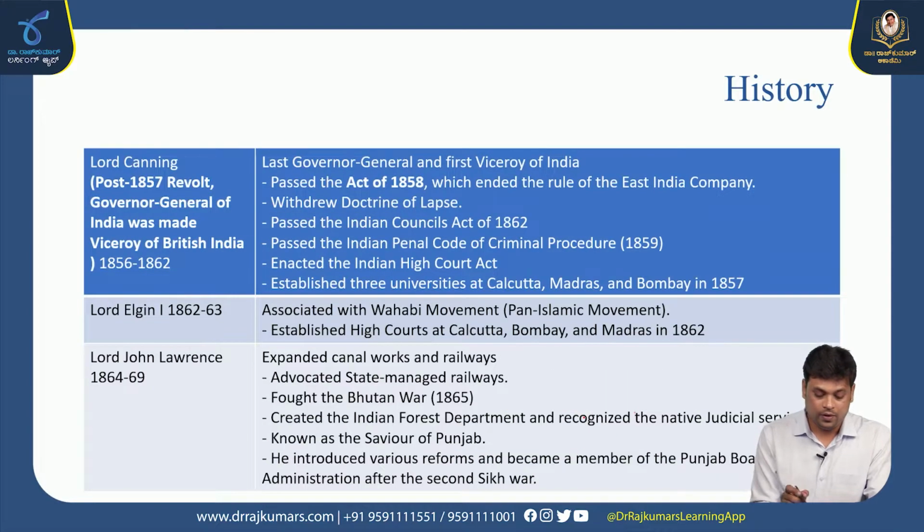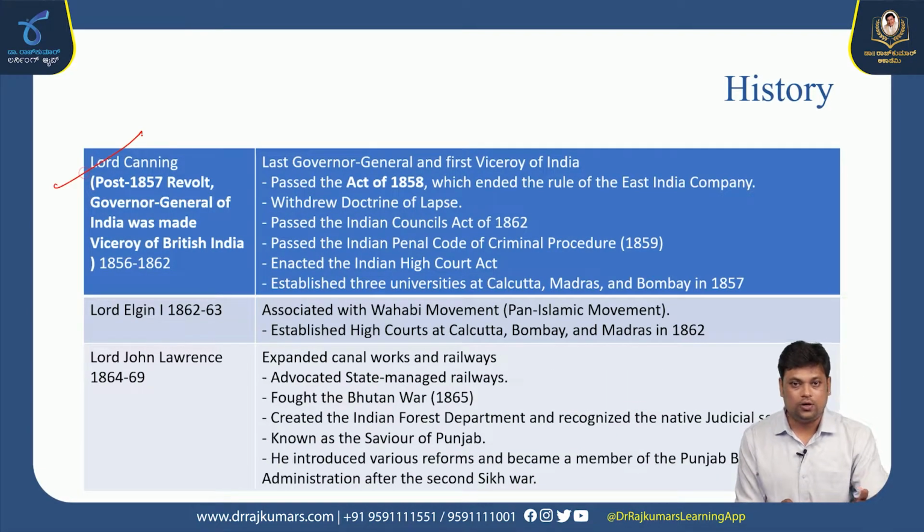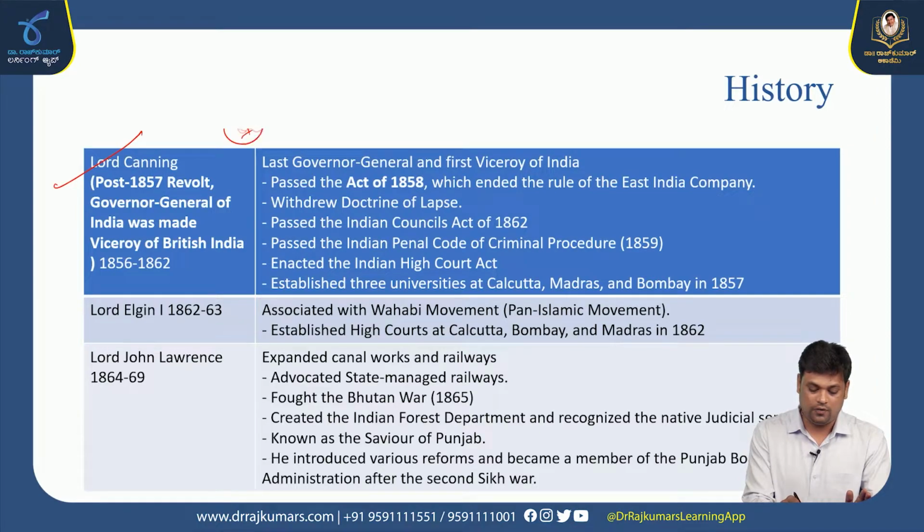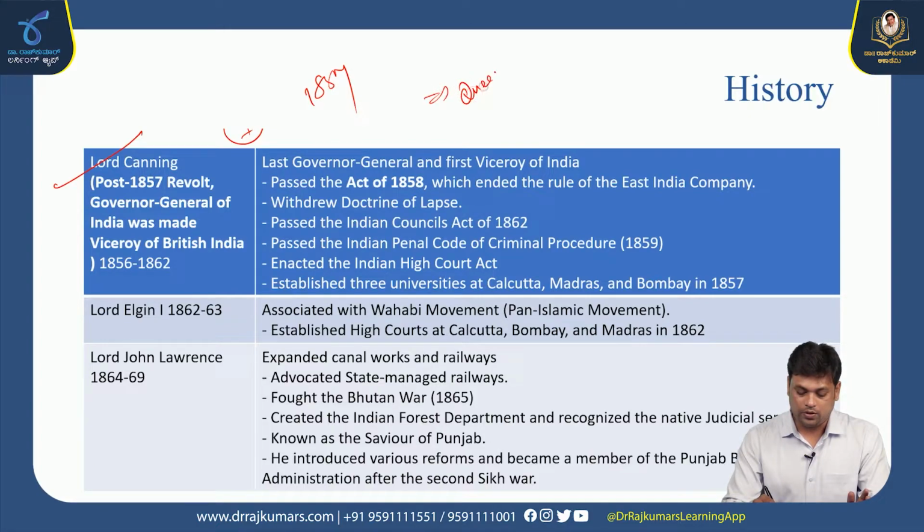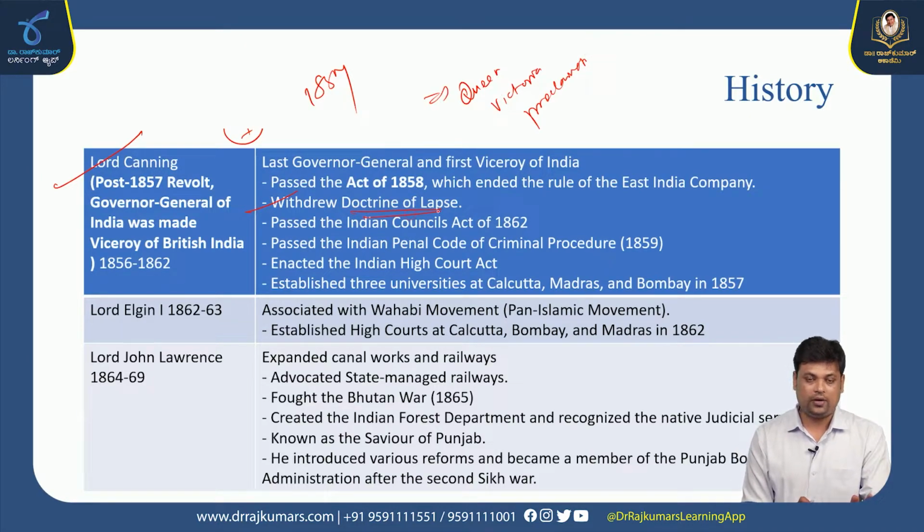Maker of modern India. Next, Lord Canning, the last Governor General of India as well as the first Viceroy of India. The 1857 revolt happened during his time period, and Queen Victoria's proclamation of 1858 withdrew the Doctrine of Lapse. The Government of India Act was passed in 1858, and the Indian High Court was established during his time period. Particularly, three universities were established in Calcutta, Madras and Bombay respectively in 1857.